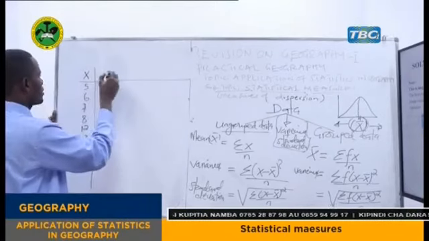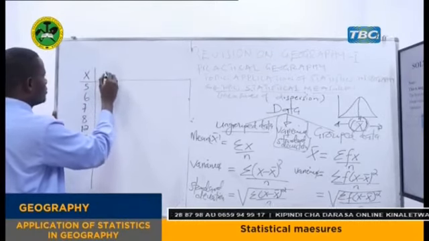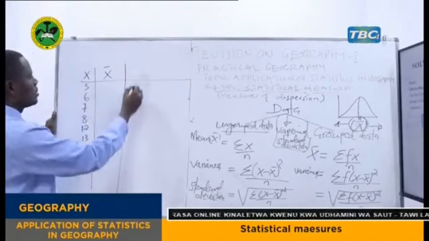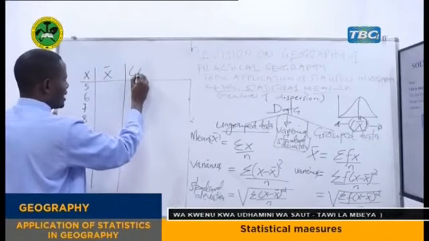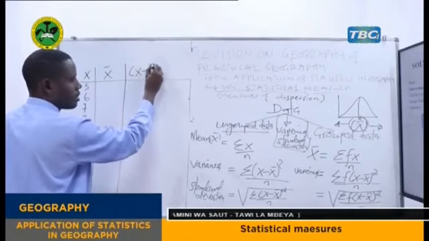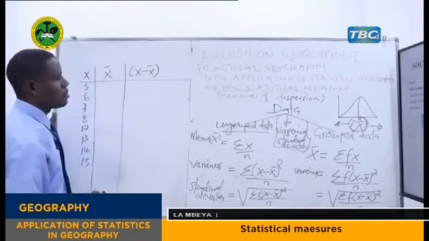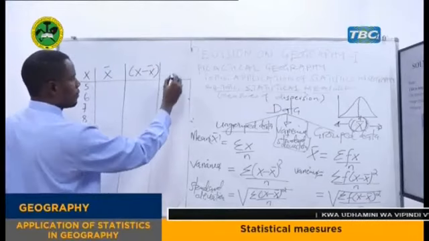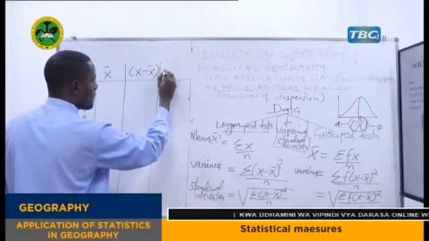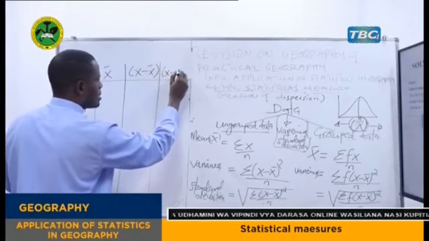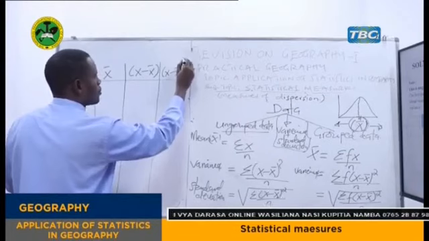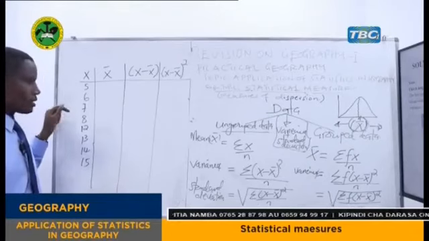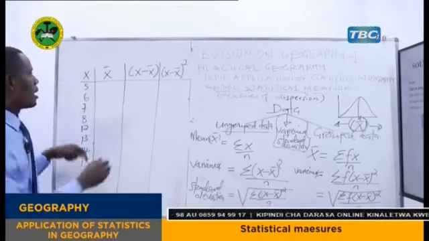But then the next column should be for the mean, x bar. And then we should develop another column for x minus x bar. And again, we should have another column for x minus x bar squared.